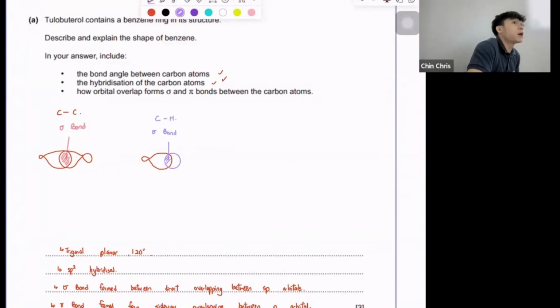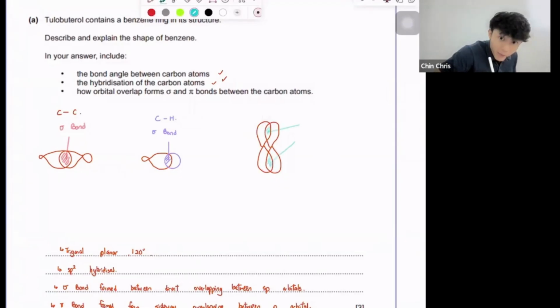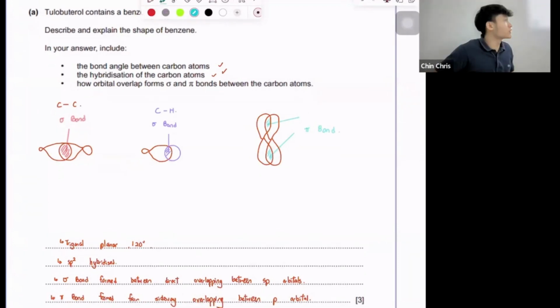Guys, the last one, how to draw a pi bond? Sideways overlapping between p orbitals. Can you see that this is a pi bond for the ring? Awesome. If you can't phrase it in words, for example you don't know how to write direct overlapping, you can also draw it out. Drawing will score marks here.